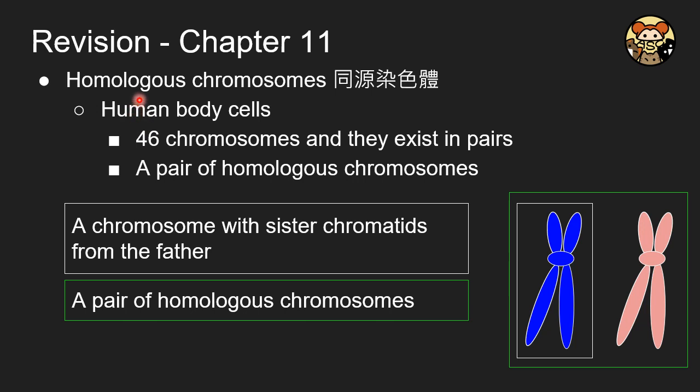As for more terms, there is a term called the homologous chromosome. In the human body, there are 46 chromosomes, and they exist in pairs. So here is a pair of homologous chromosomes. The blue one indicates the chromosome from the father, while the purple one indicates the chromosome from the mother. Because the cell is going to divide, the homologous chromosomes are duplicated to form sister chromatids. So as indicated in the white box, there is a chromosome with a sister chromatid from the father, not fathers, okay?